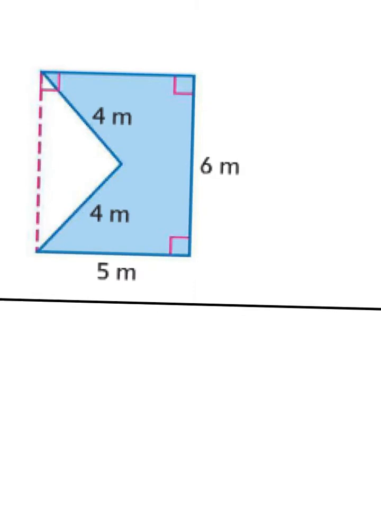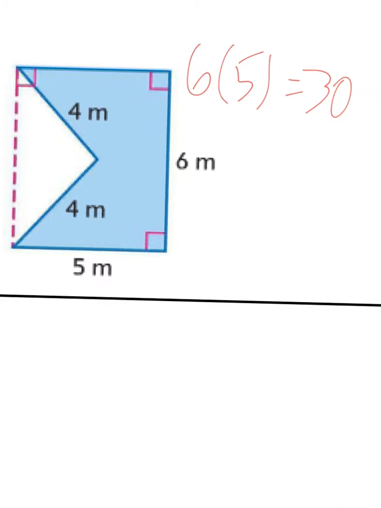My area of my rectangle is 6 times 5. Base times height, length times width, whatever you want to say. So 6 times 5 is 30 meters squared.